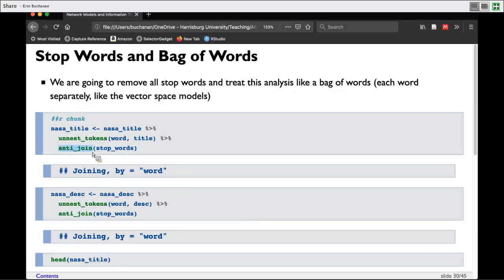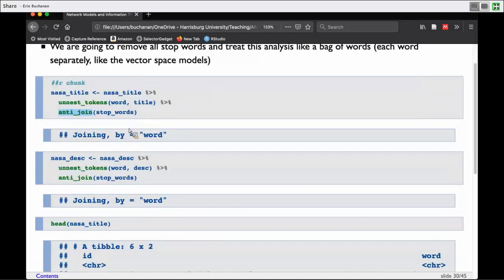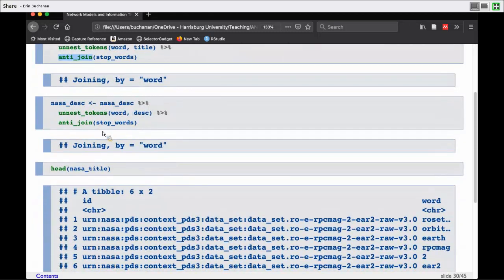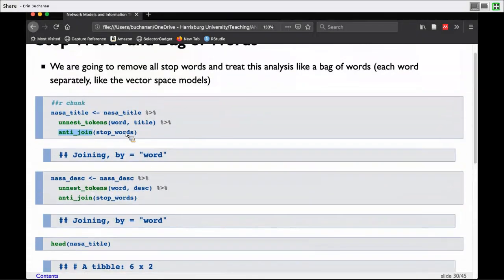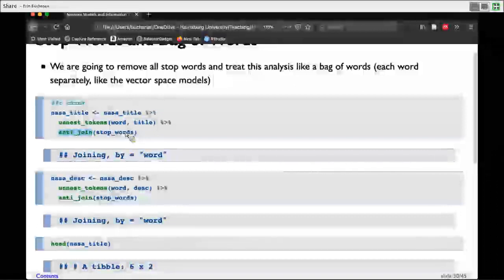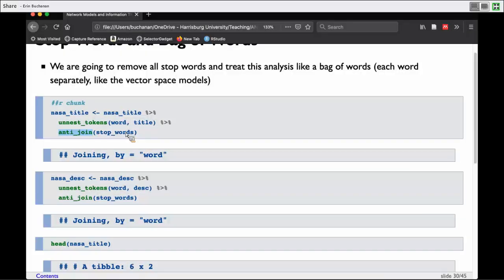Anti-join is, I think, a leftover from SQL, right? So there's left join, right join, inner join, outer join, anti-join: take them out, take them apart. I'm going to do that same thing for the descriptions. So we've done this for the titles and the descriptions because they contain the stop words. The keywords don't, so we want to leave those alone. We're not going to break down the keywords because we're going to keep those as n-grams instead of 1-grams.